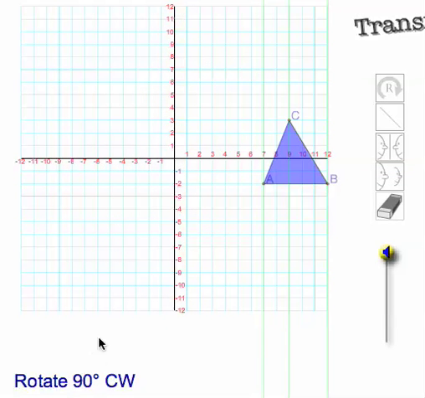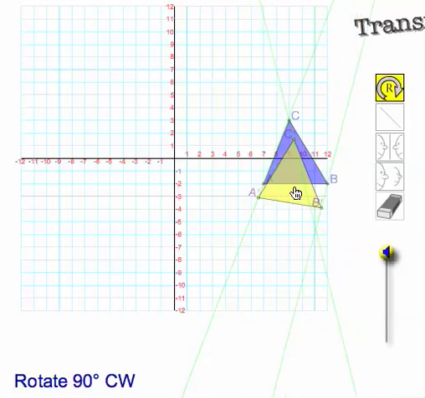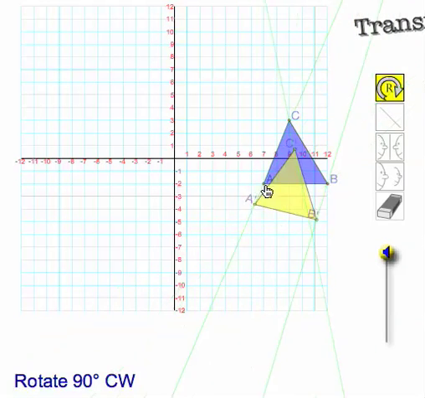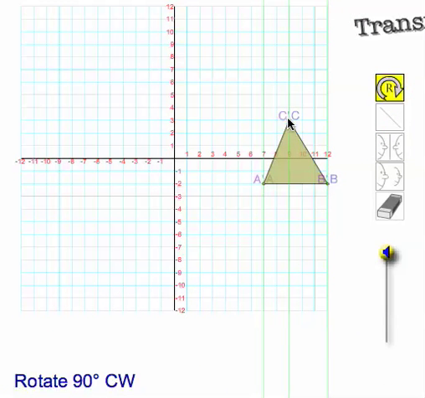So let's do a few rotations quickly. Rotate 90 degrees clockwise, okay? So we're going to be going this way clockwise, and remember the C is going to end up in the next quadrant down. So the C is in quadrant 1 up here. It's going to end up down here in quadrant 4. The A and B's are in quadrant 4. They're going to end up down here in quadrant 5.